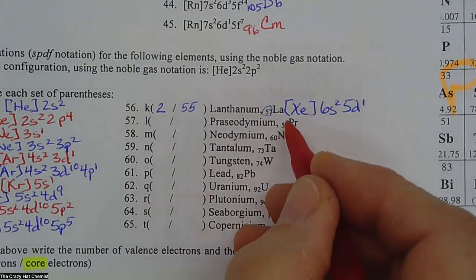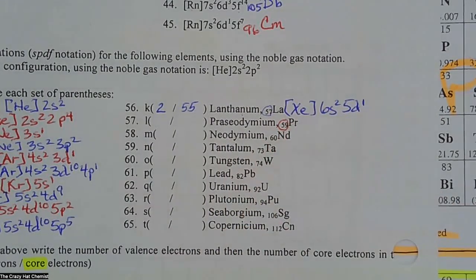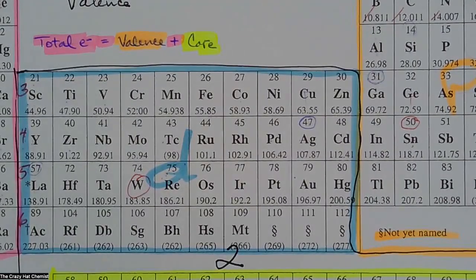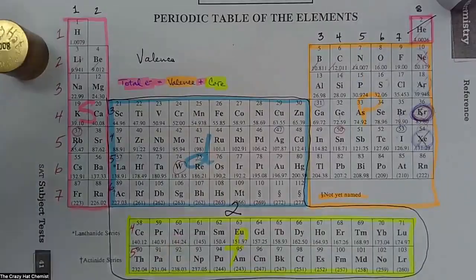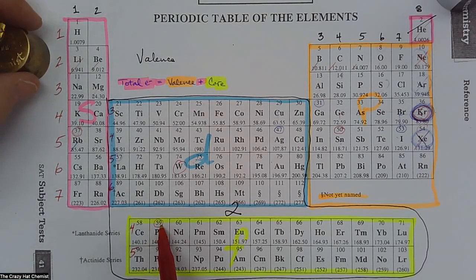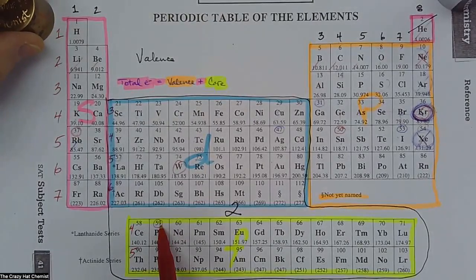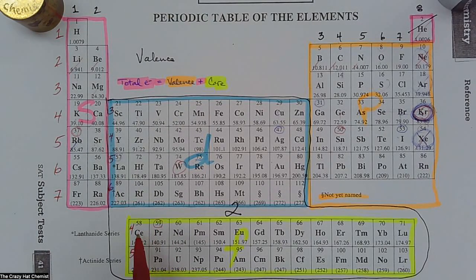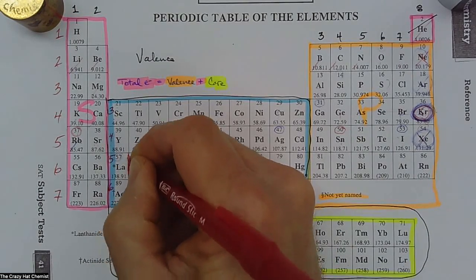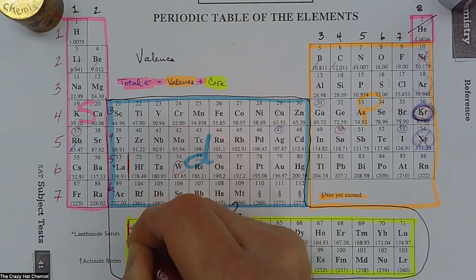Praseodymium. I'm not sure if I'm pronouncing that correctly, but it's pretty good. So we got 59 for element number 59. So let's find element number 59 on our periodic table. Okay, and that is right here. There's element number 59 right there. Perfect. Element number 59 really belongs in this segment right here, just like that.